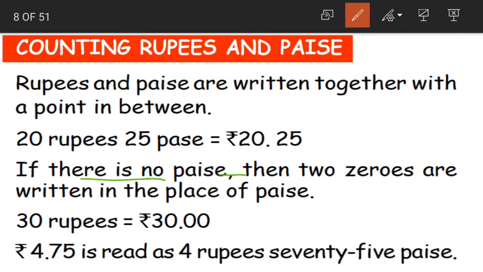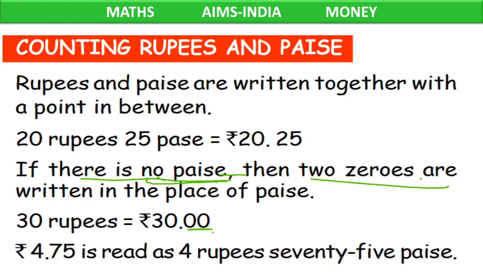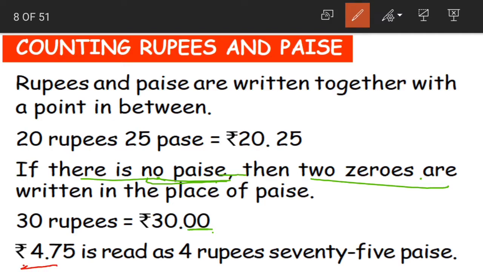But simply understand for now that if there is no paise, then we have to write 2 zeros in the place of paise. Now how do we read the currency here? See, in the last line it is given 4.75. It is read as 4 rupees and 75 paise. After the point, to the right side, the numbers are read as paise, and the numbers on the left are read as rupees. How is it read, children? 4 rupees and 75 paise.